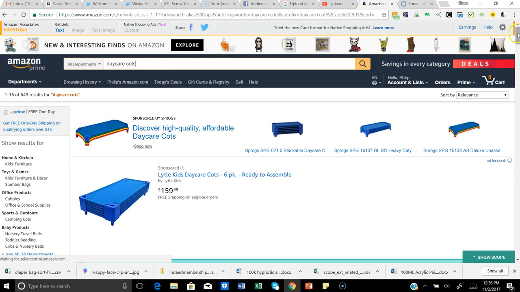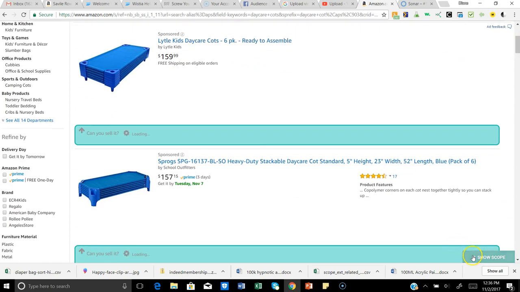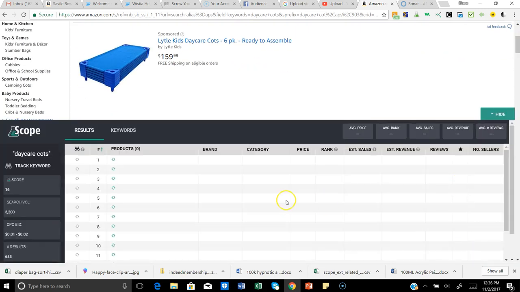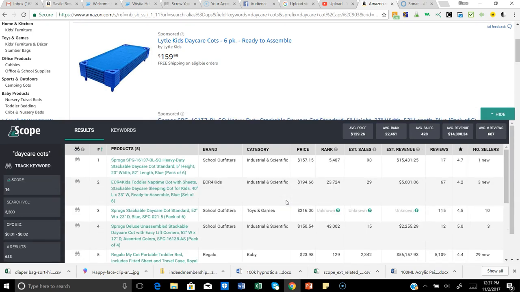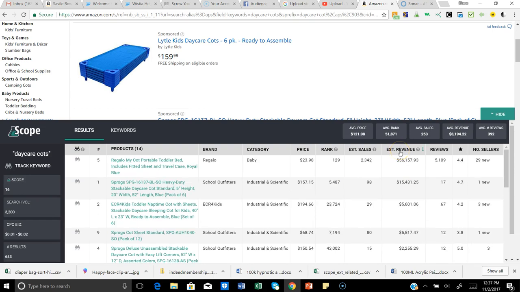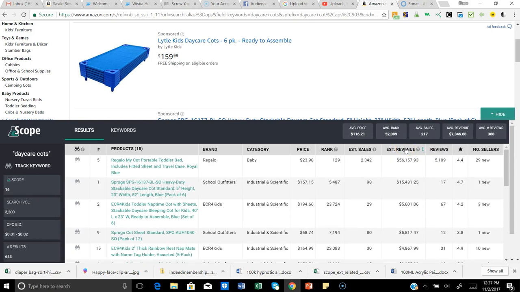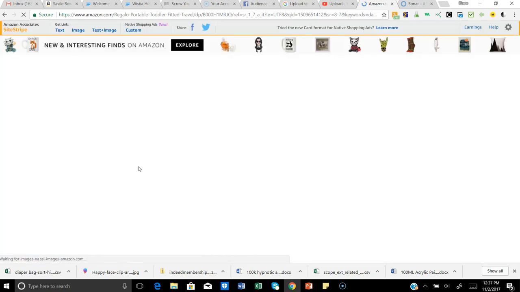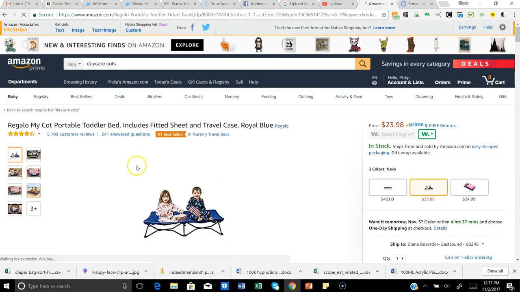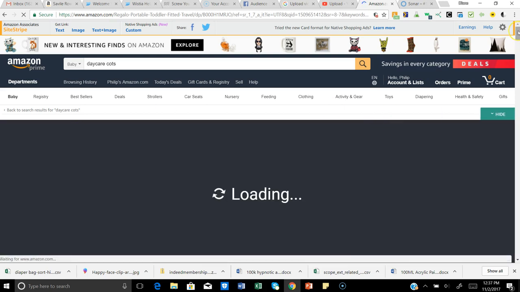Okay. So again, if you have Scope, or Ace Inspector, or Helium software, or Jungle Scout, or one of those softwares, you can usually figure out who's doing the most revenue. So I usually come into Scope, and I sort by revenue, right? No, wrong way. Okay. Regalo My Cot Portable Toddler Bed, right? So you can go and look at this. I'm going to show you if this is a good listing to even analyze. Does it have reviews? Yes, it has reviews, right? So we can analyze this.